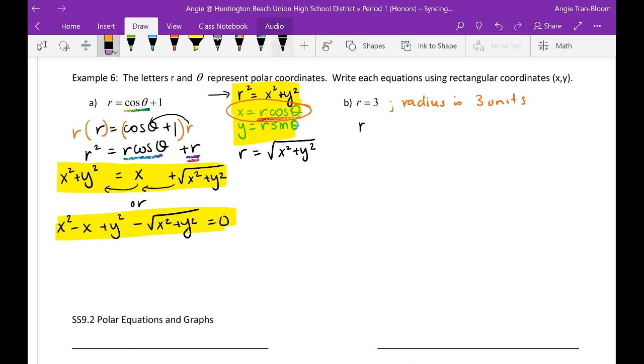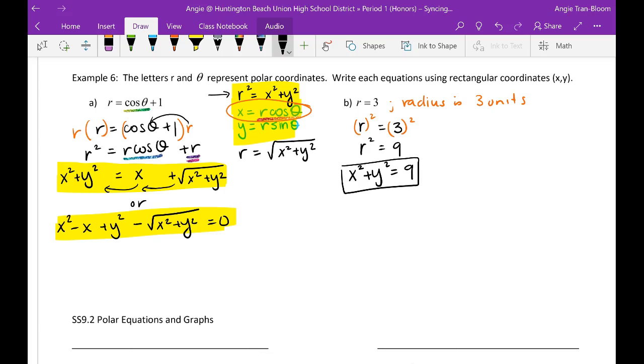equals 3. Now, this is the one where I will square both sides, because when I square both sides, I have r squared equals 9. Unlike A, squaring both sides here is still going to give me a nice solution. Well, r squared can now be substituted with x squared plus y squared, which still equals 9. I am done. This is all in rectangular form.